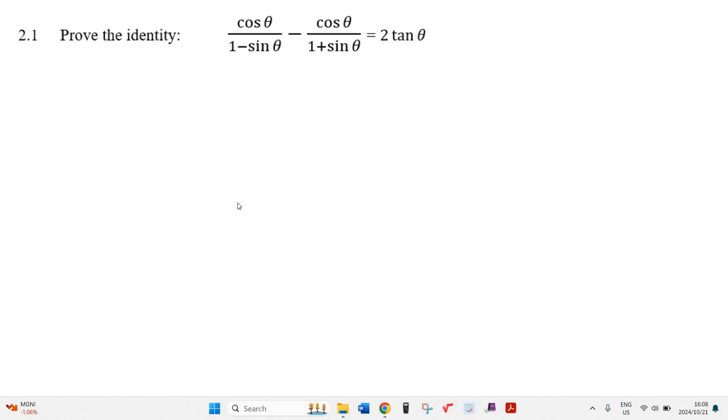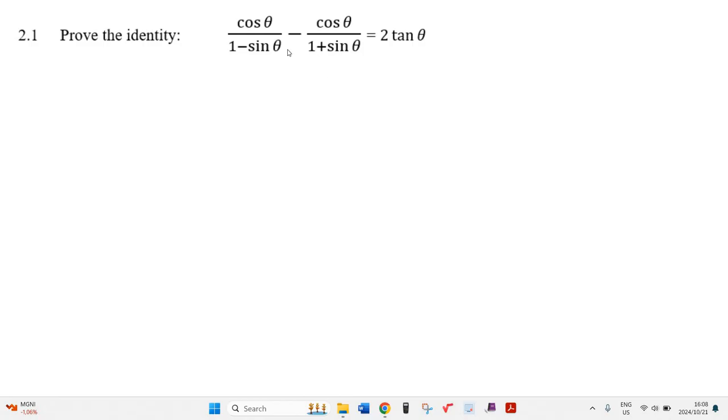We're going to prove this identity here now, and we're supposed to make this left side, which is pretty complicated, look like the right side, 2 tan theta. And you know, these trig identities are more about understanding fractions than they are about trigonometry. If you want to combine two fractions, if you're subtracting two fractions, you need a common denominator.